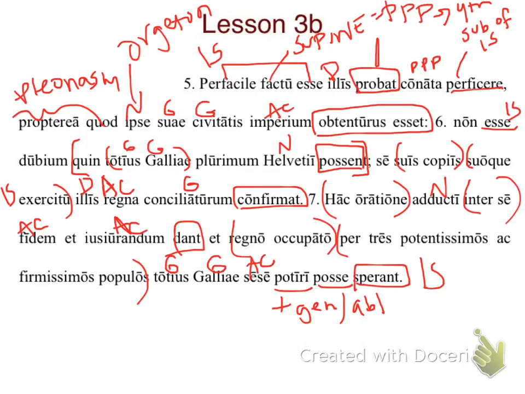Okay, one thing to look at here that we hadn't talked about. Did you notice that this didn't really look like fourth principal part plus a form of sum? This is what's called the future passive periphrastic, which is the gerundive in a form of sum. This is the future active periphrastic, which you don't really need to know except for the fact that when you see this -us in a form of sum, you're going to translate it as would.